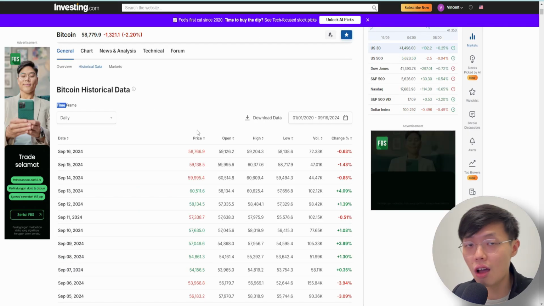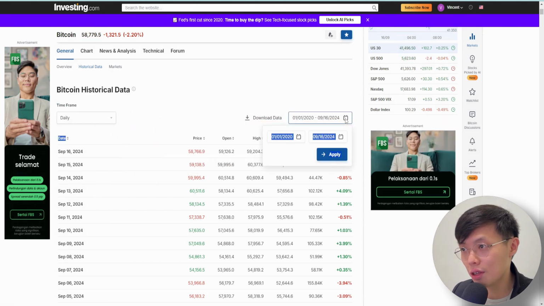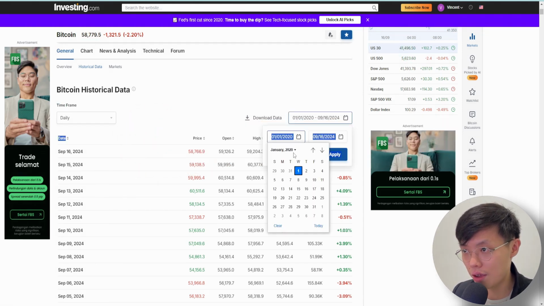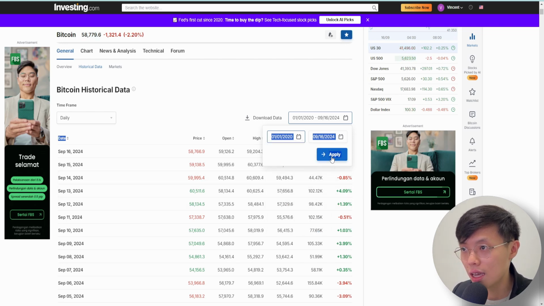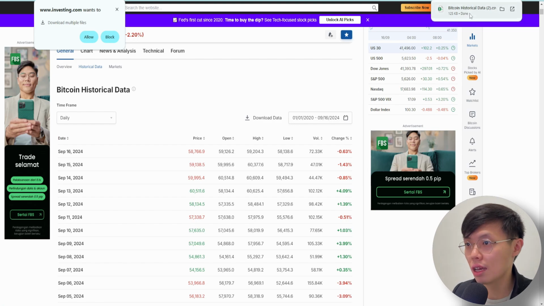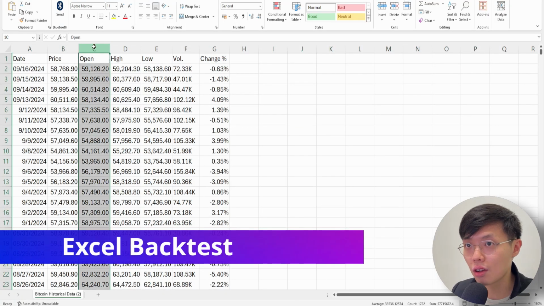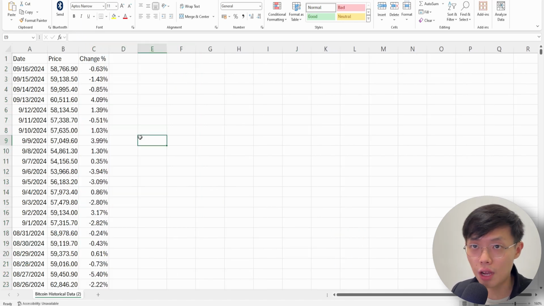This Investing.com link is in the description below, where you can download some Bitcoin data. In order to do that, we need to select the date first. You can go to 2020, 1st of January, apply, and then press download. After we download it, we'll open it. Now I'm going to remove some unwanted columns. I just need date, price, and price change.